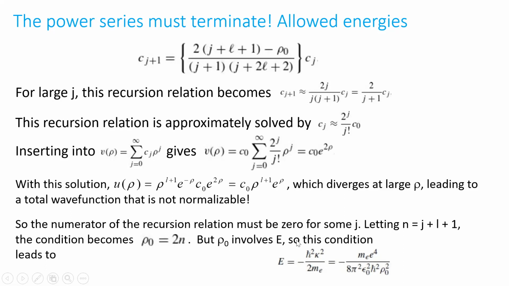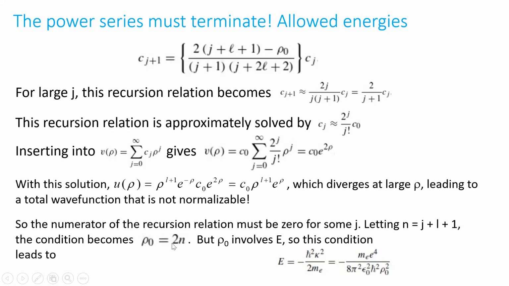So this condition means that the condition for the numerator to be 0 is that rho naught be equal to 2n, where n is an integer. It can be 1, 2, 3, 4, 5, 6, any integer, because L starts at 0 and j starts at 0. So the lowest n can be is 0 plus 0 plus 1, and these grow from there. So n starts at 1 and can grow as integers from there.